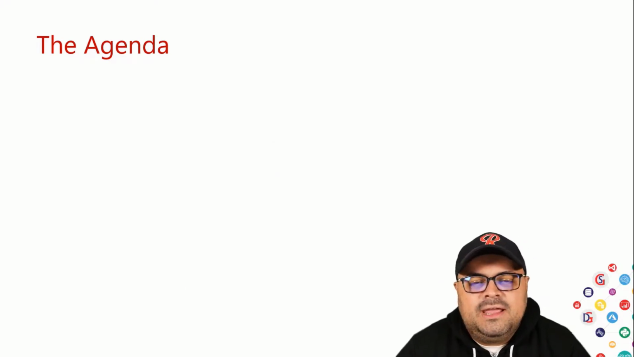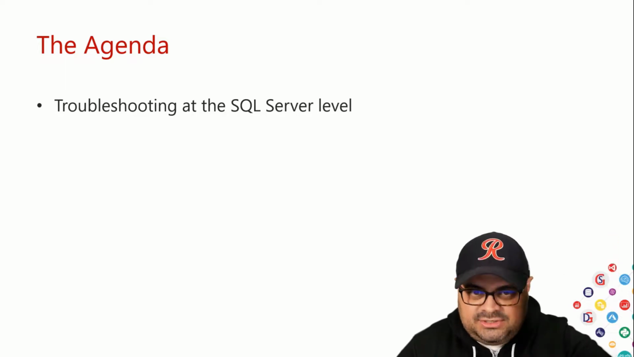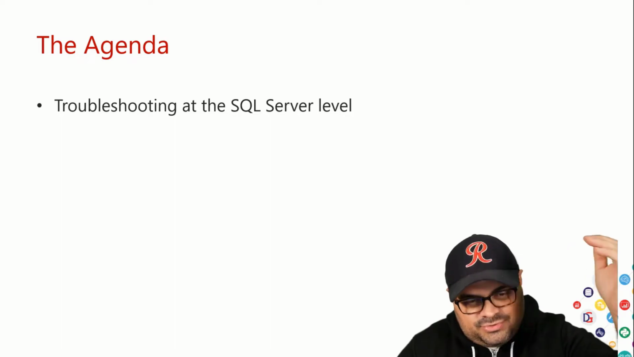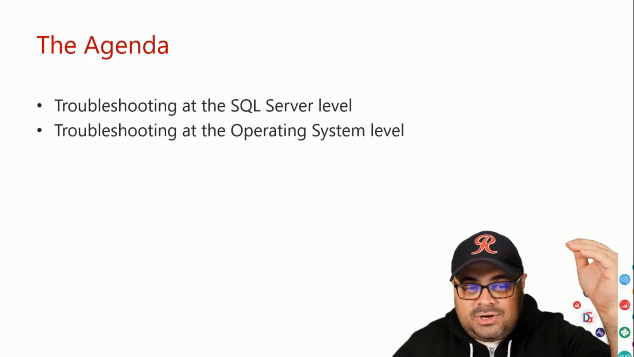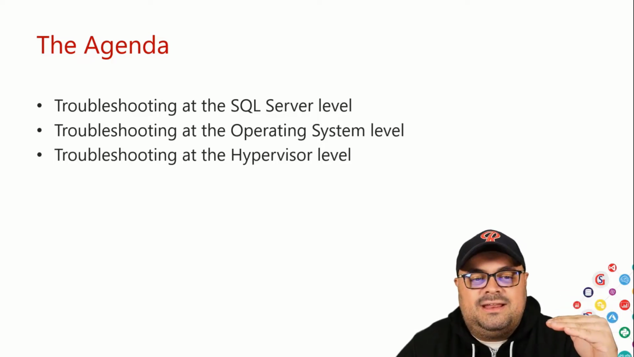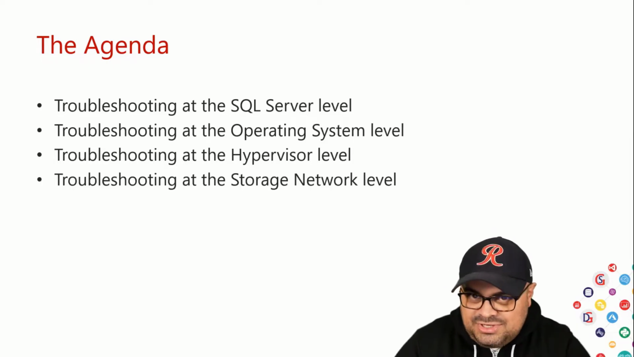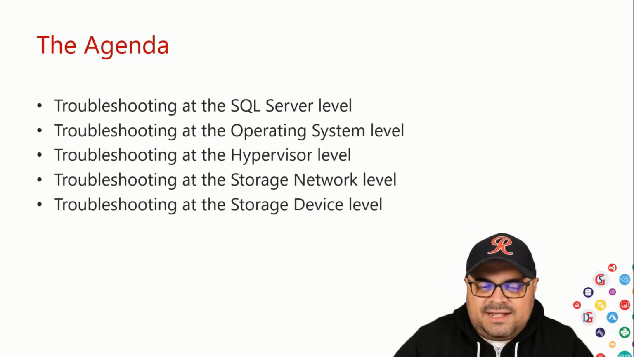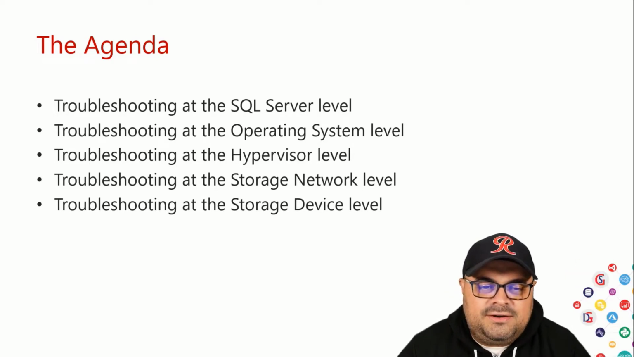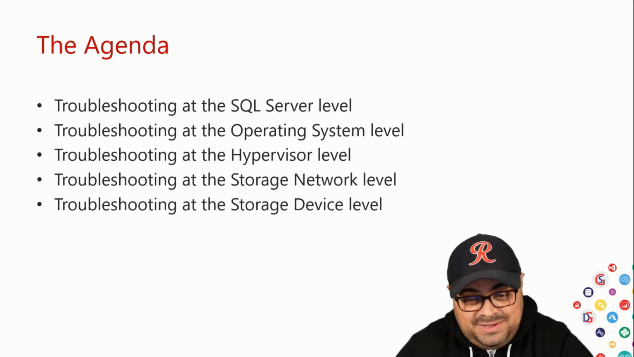Anyway, the agenda for today. We're going to go over troubleshooting SQL Server at the very highest level possible, which is SQL Server itself. Storage. We're troubleshooting storage, remember? So we're going to troubleshoot storage at that SQL Server level. Then we're going to troubleshoot at the operating system level. Then we're going to go down that layer of the cake again, and a layer of the cake again, and we're going to troubleshoot at the hypervisor level, and then we're going to troubleshoot at the storage network level, and then finally we're going to troubleshoot at the storage device level. So you see, we're going to go over all the different layers of the cake here. So there's a ton of information to go through, so we have to get going.